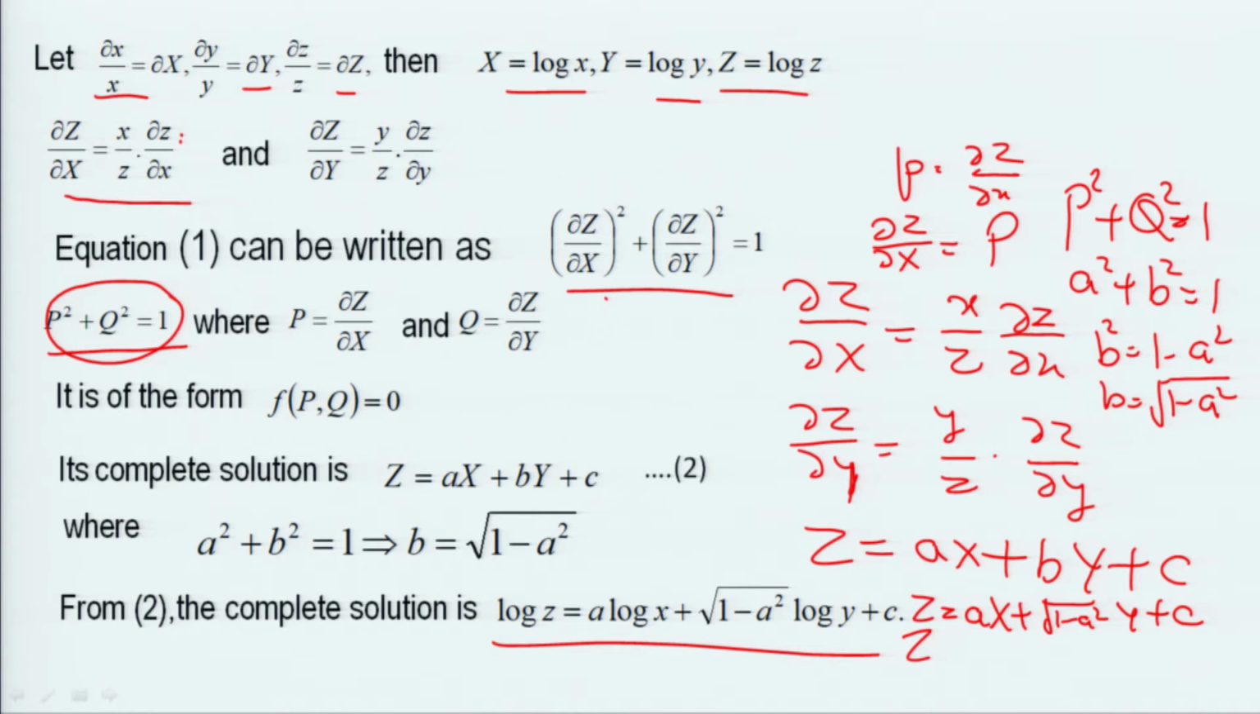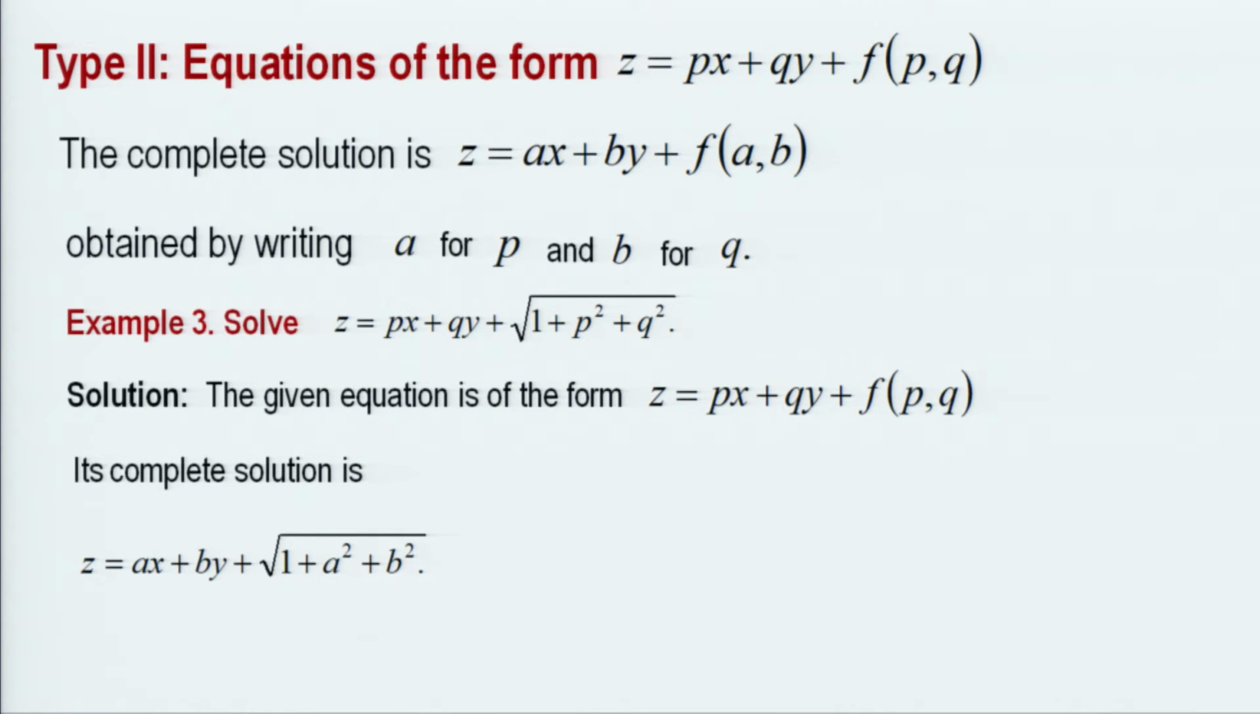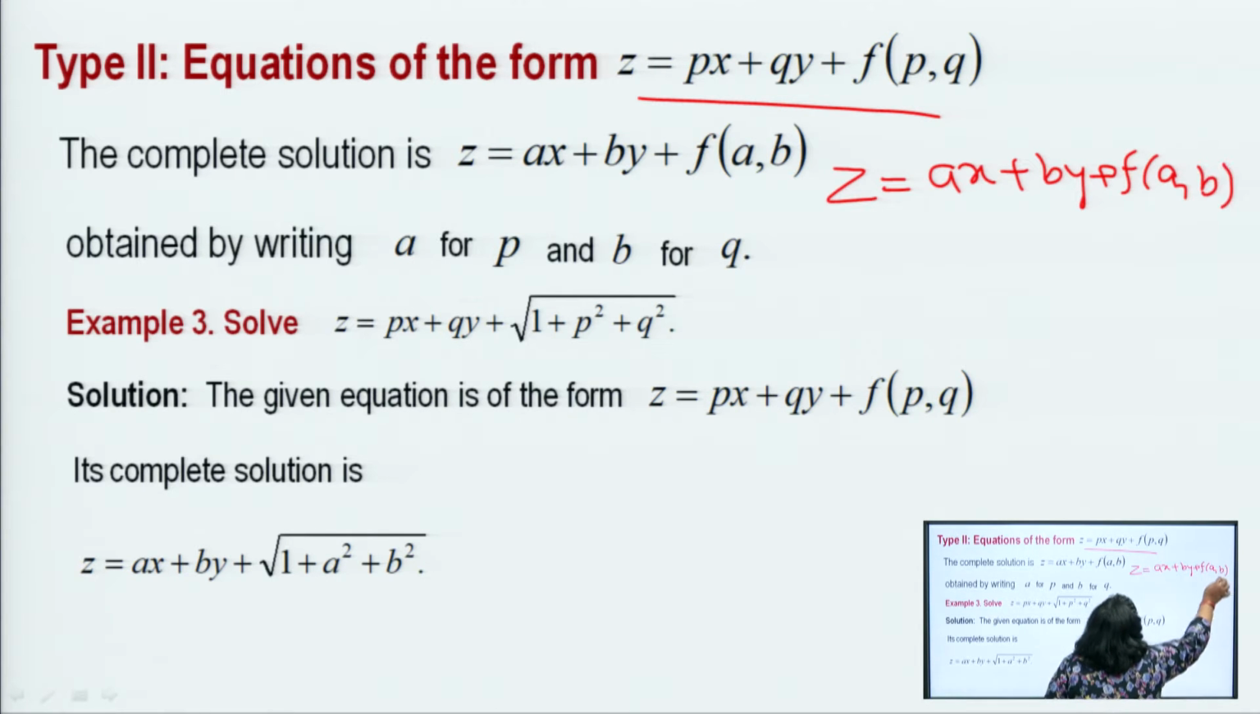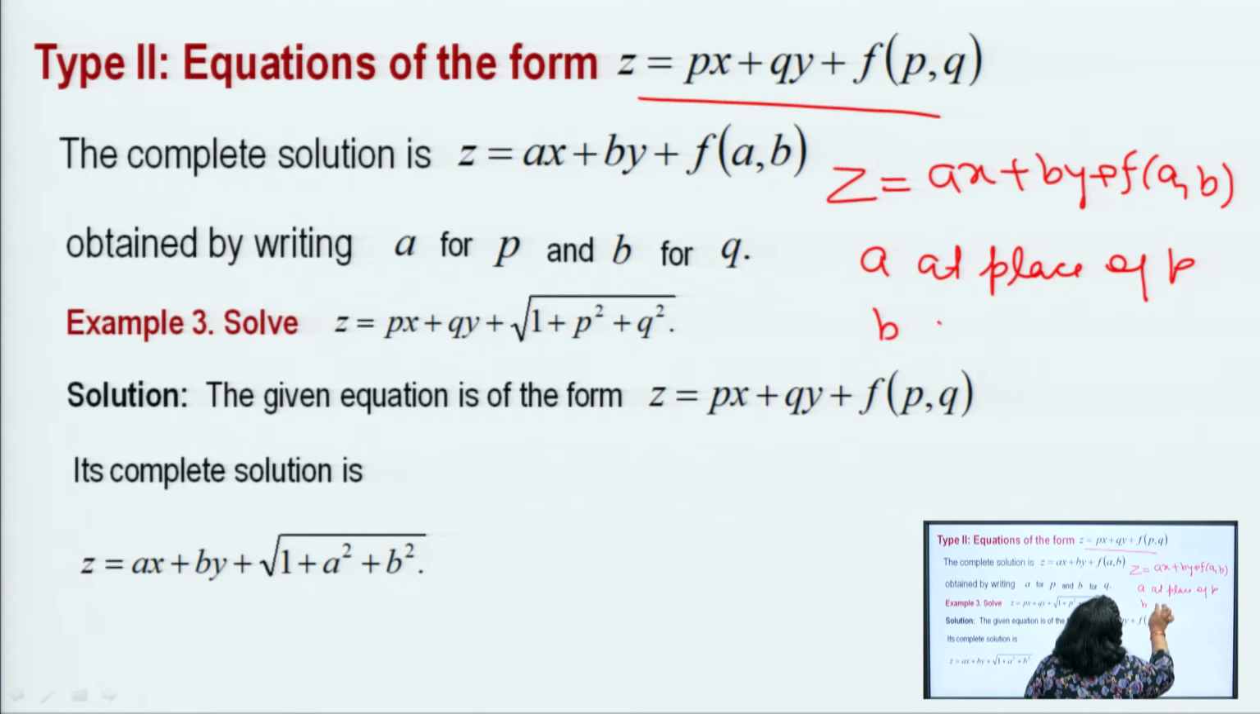After solving type first, we go to type second. What is type second? The form is z is equal to px plus qy plus some function of p and q. If the equation is in the right form of type second, we write the solution as ax plus by plus f of a, b. That means we put a in place of p and b in place of q.